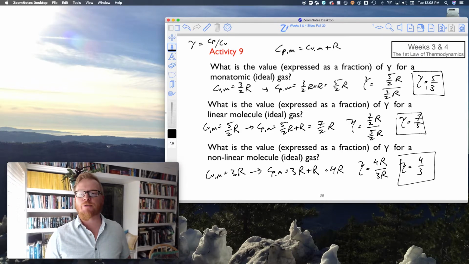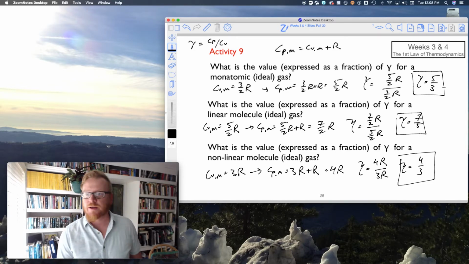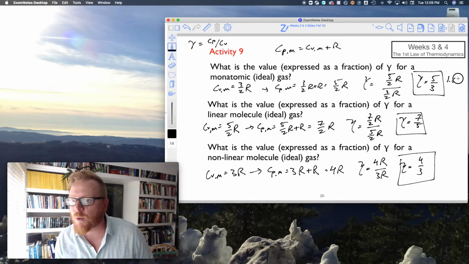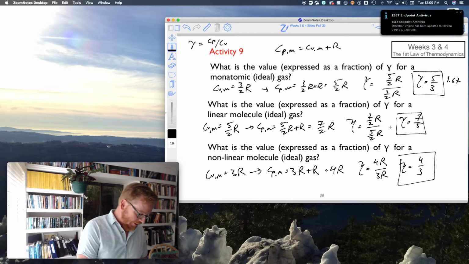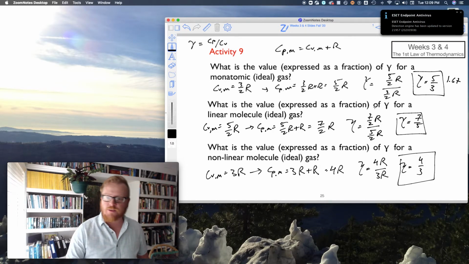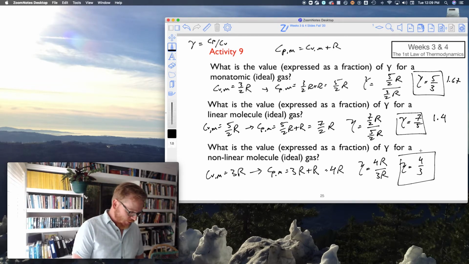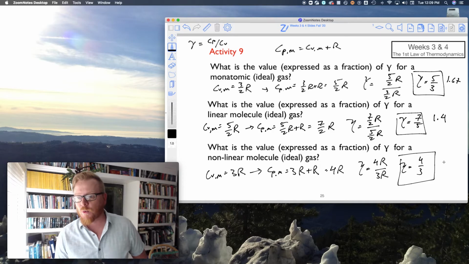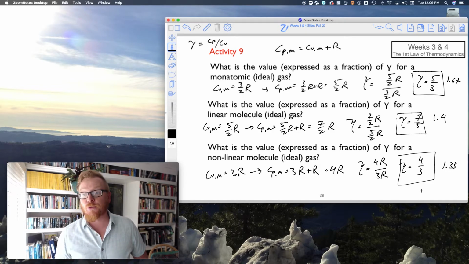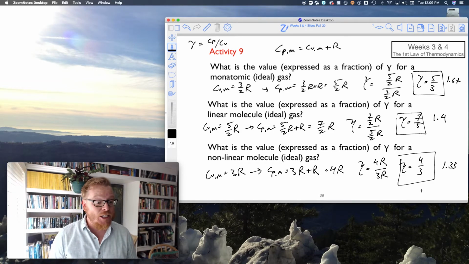And thus that gives you gamma for a monatomic gas is 5/3. I'm just going to express that as a decimal real quick for a quick comparison. So that's 1.67. We get gamma for a linear molecule is 7/5. So that's 1.4. And so we get that for the nonlinear molecule, it's 4 divided by 3, which is 1.33. So the trend is there, that the value of gamma is decreasing with more degrees of freedom.